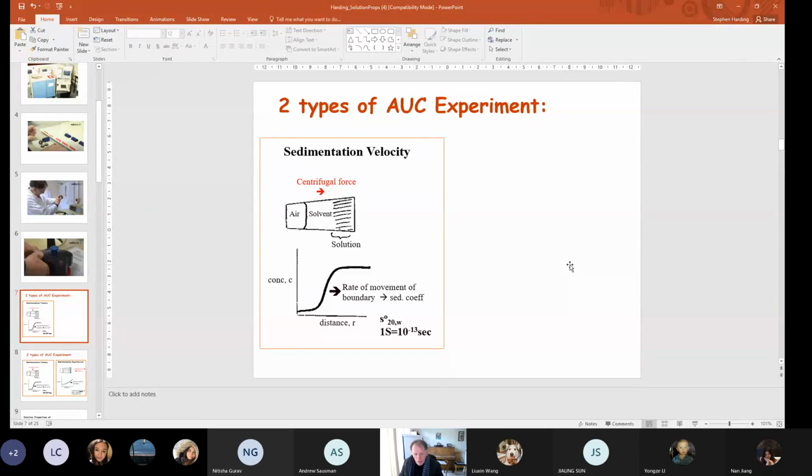Can you see this slide now where I'm showing you, it's a schematic? Can you see this drawing? Yes, we can see it.